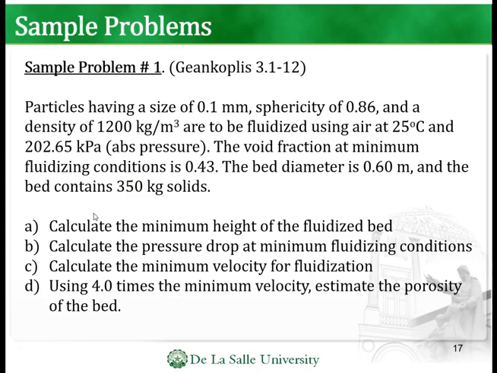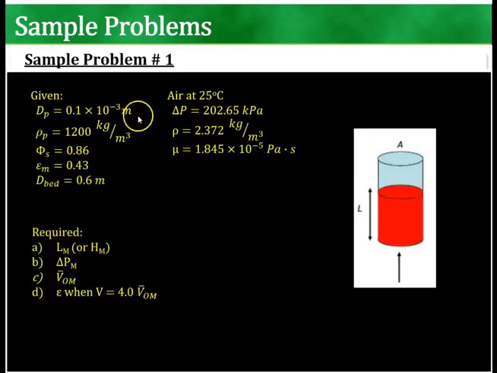What you're asked to solve for are the following. Calculate the minimum height of the fluidized bed. Calculate the pressure drop at minimum fluidizing conditions. Calculate the minimum velocity for fluidization. And using 4 times the minimum velocity, estimate the porosity of the bed. So let's go to the given.